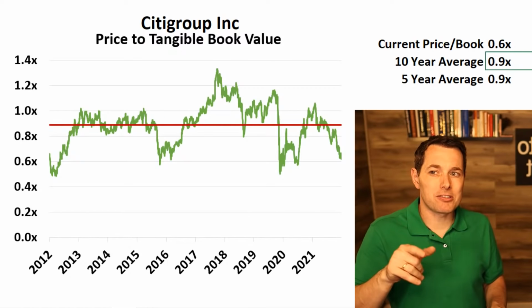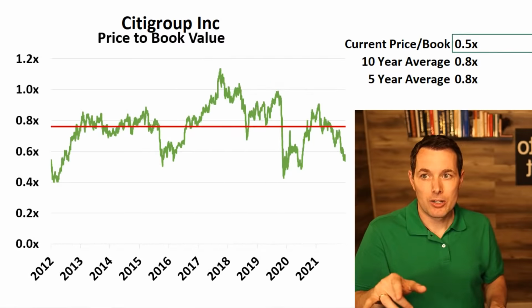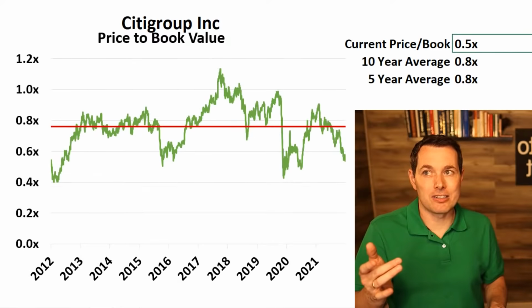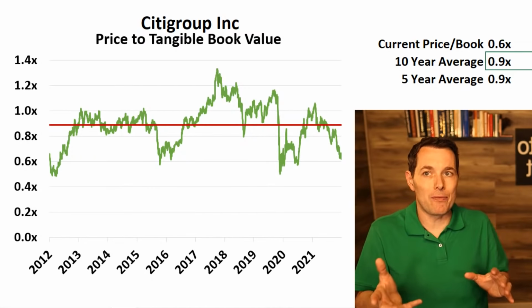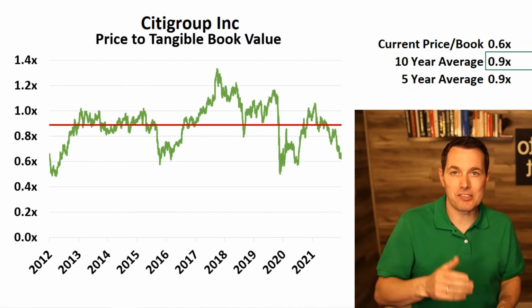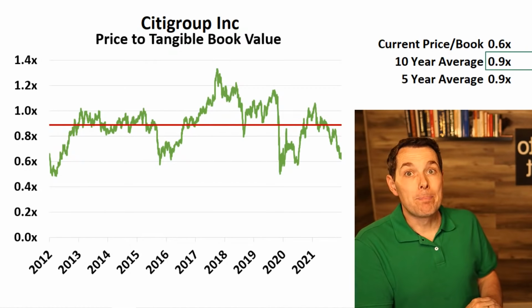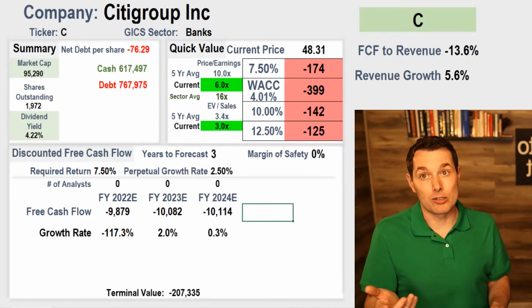The other thing about price to book value and tangible book value, ready? I'm going to go back and forth real quick. You'll see the charts are on different scales, but they're fundamentally not that different. The shape is usually about the same. I like tangible book value, especially for banks and insurance companies. At 0.6x, it's below the 5-year average and below the 10-year average. To me, it looks really good.